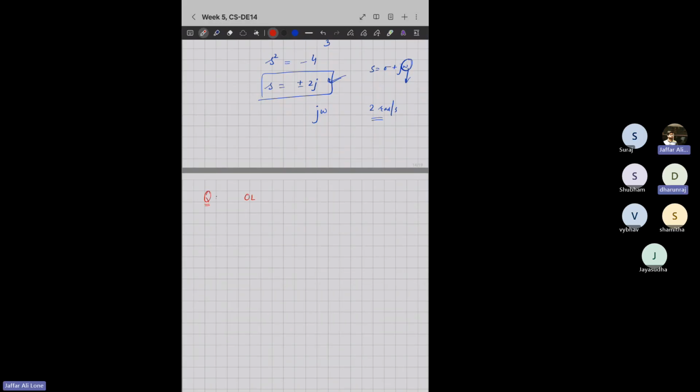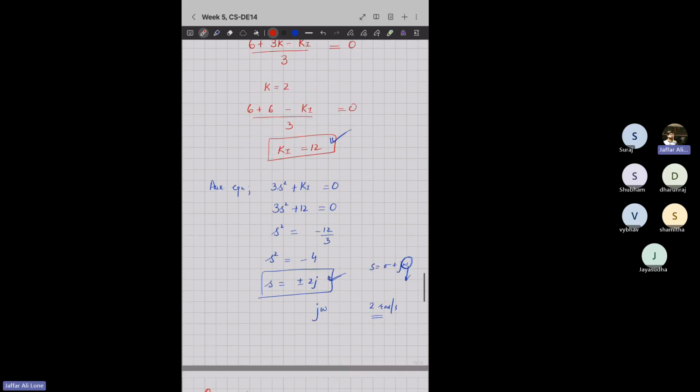Consider an OLTF. Yes, yes, please. Sir, if poles are repeated, then there is oscillation present. Okay. No. If poles are on the imaginary axis and they are repeated, then the system is unstable.